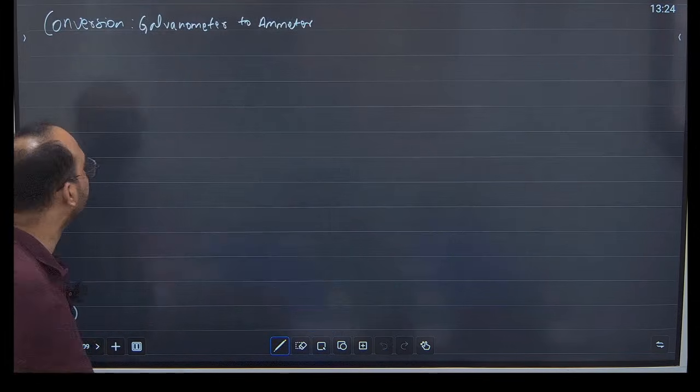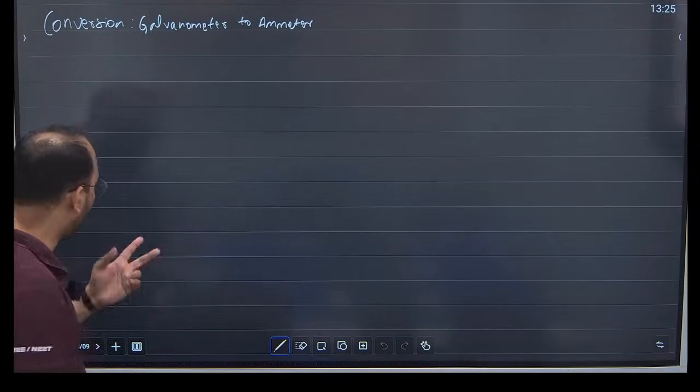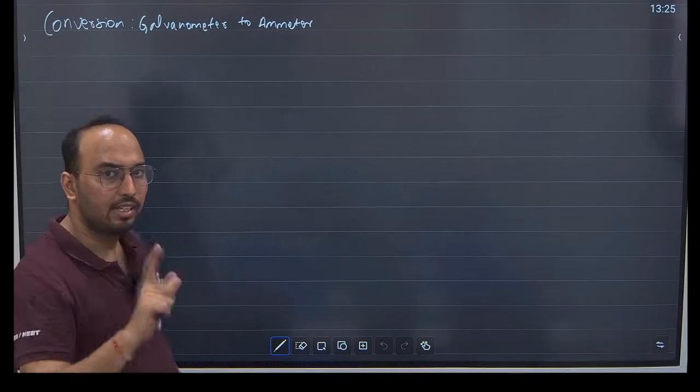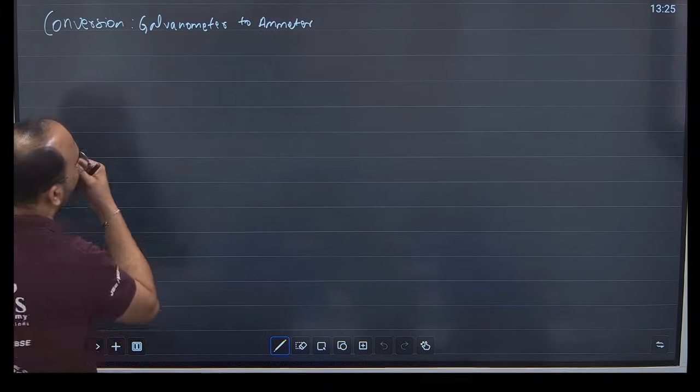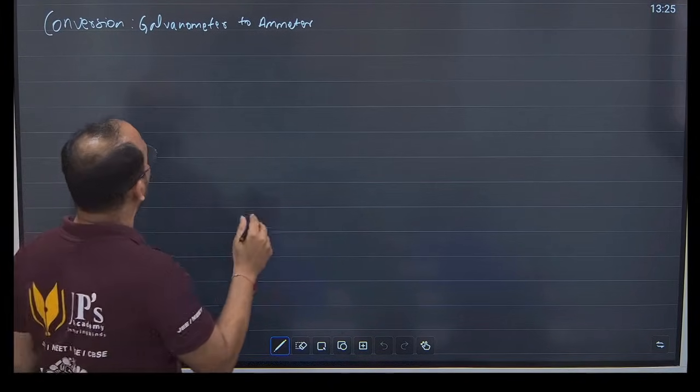Next one is how do you convert. So we have a less derivations here, we have 2 more to go. Okay, but we'll discuss something extra also here. We'll discuss the experiments as well. So you have to convert galvanometer to ammeter. So you know that what is galvanometer?